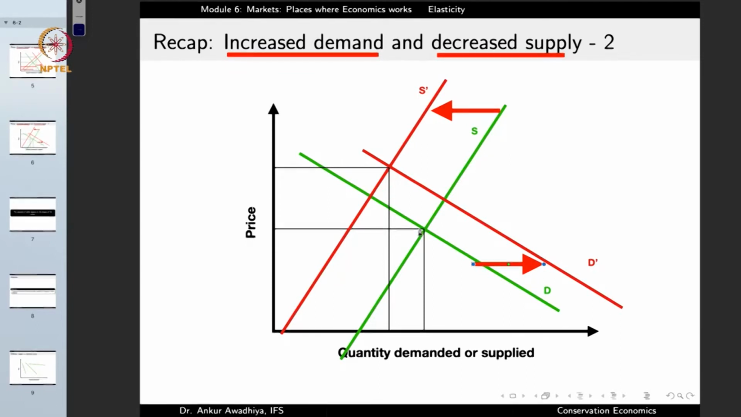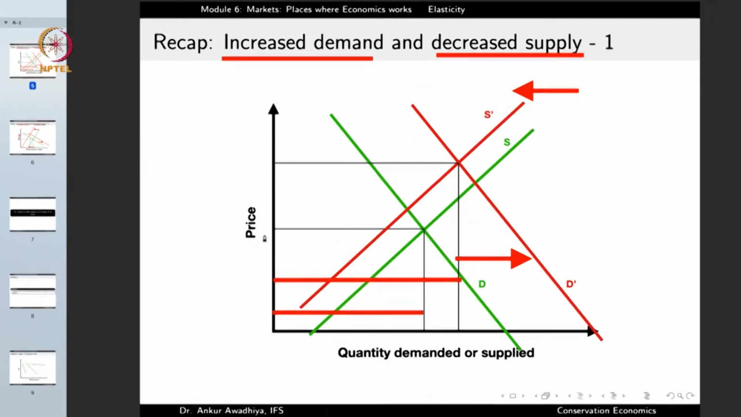Now, here again, we are observing that the earlier equilibrium price was here, the new equilibrium price is here, which means that there is an increase in the equilibrium price. However, the earlier quantity demanded was this much, the new quantity demanded is this much. So, there is a decrease in the quantity that is demanded or supplied in this market. So earlier we saw that there is an increase in the price and there is an increase in the quantity that is demanded or supplied.